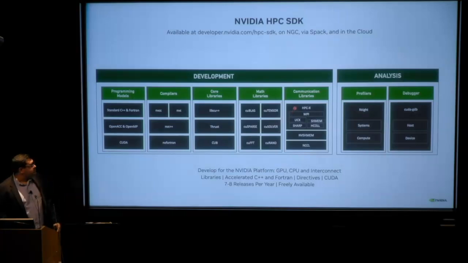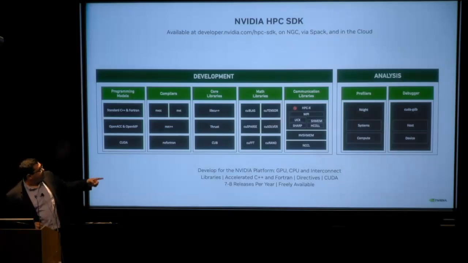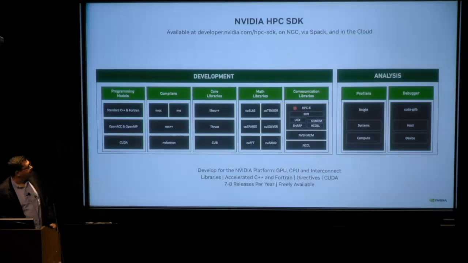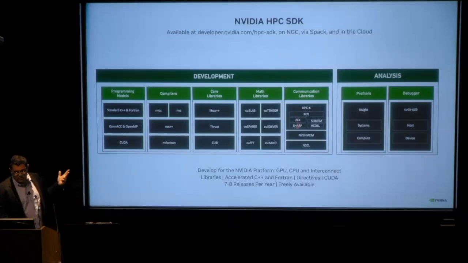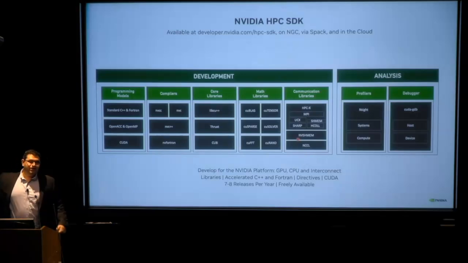And not to also make sure I forget these communication libraries, such as MPI, NVSHMEM, which is NVIDIA's shared memory protocol, as well as NCCL. And NCCL is NVIDIA's communications library. And these libraries enable very fast communication between CPU to GPU, as well as GPU to GPU, and then GPU to GPU in another node or another server.